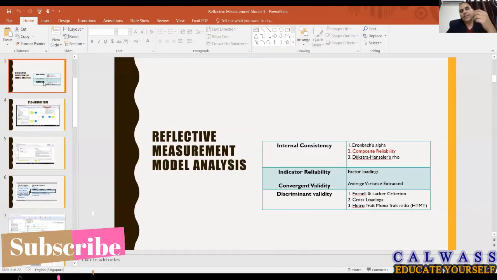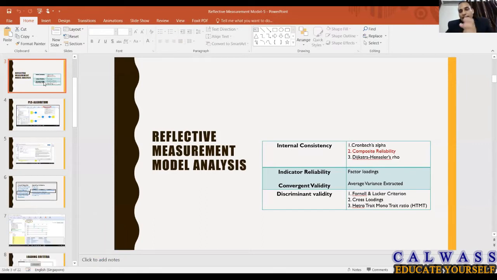Theoretically, we are saying that attitudes are different from intention, right? And then we have to test this empirically as well. We have collected the data, and then we have checked it through this software with a test, discriminant validity. There are three ways to see whether attitude is different from intention or not.